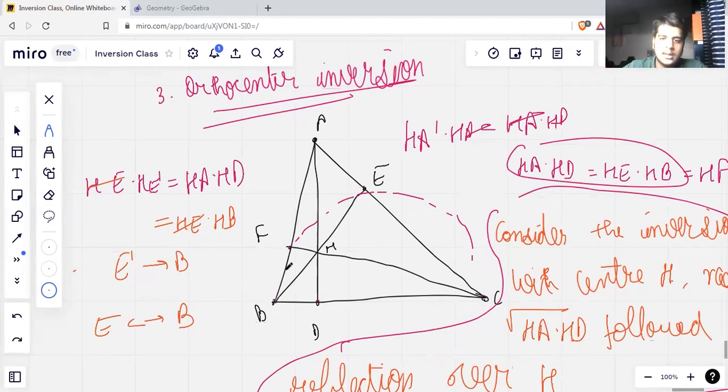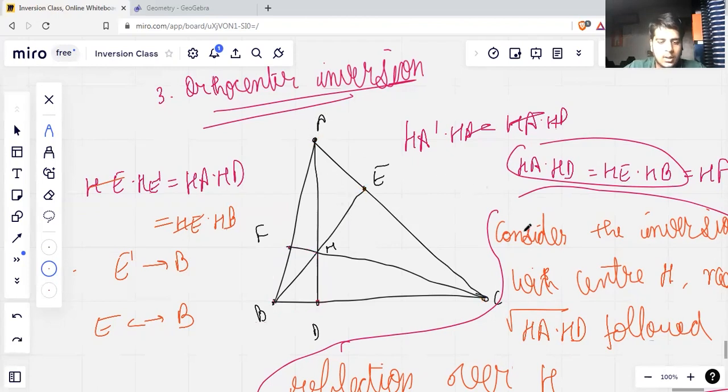What about, let's say, this circle? It passes through H, so it should go to a line. Notice that B goes to E, F goes to C, and D goes to A. So this circle goes to the line AC, right?